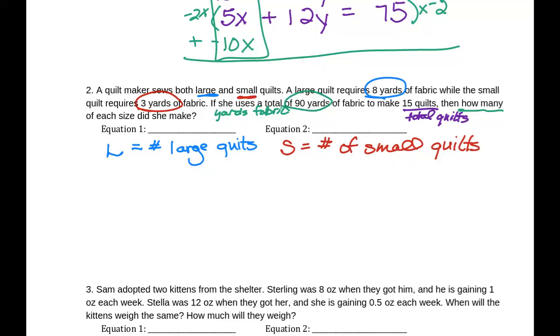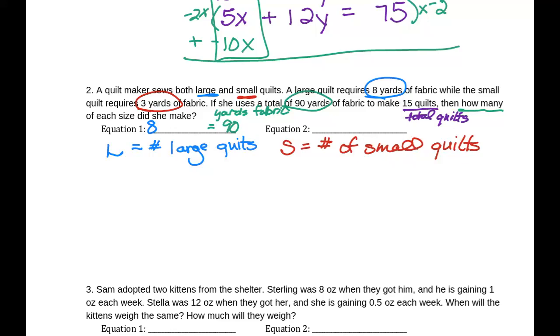At the beginning, the middle, the end. If it's the total, the end, right? So 90 goes back here. This is yards of fabric. We also have 3 yards for a small quilt, 8 yards for a large quilt. So let's do the large. It's 8 yards. Do we know how many large quilts we can make?